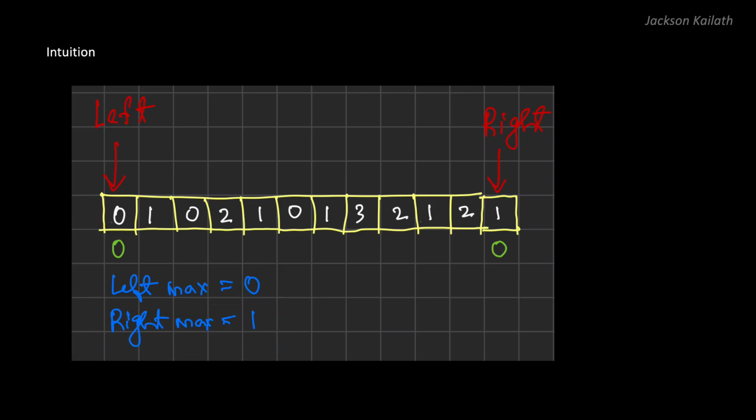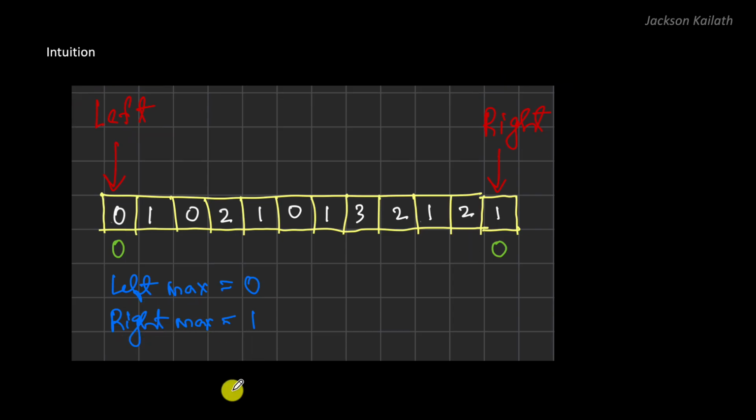Now here comes the big idea. At every step we will compare left max and right max, and whichever is smaller we will move the pointer accordingly. Like if left max is smaller, we will move the left pointer, and if right max is smaller, we will move the right pointer. Again, why is that so?